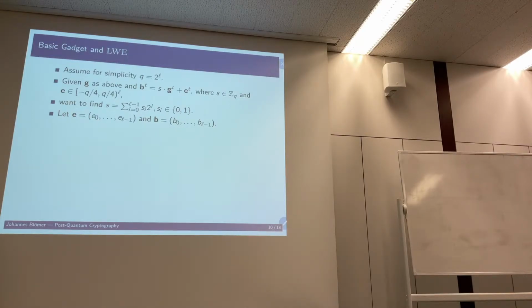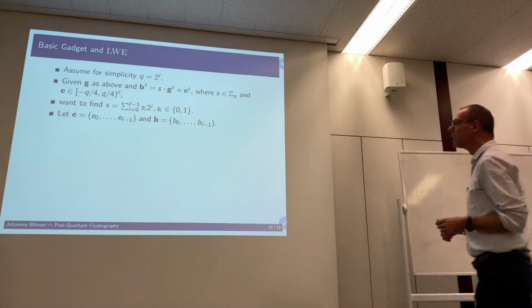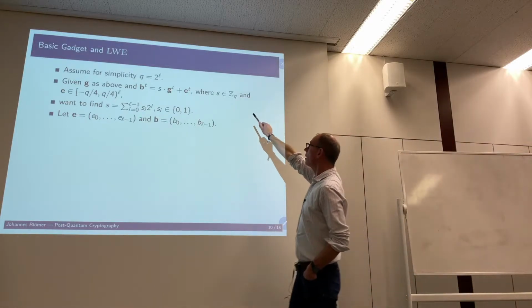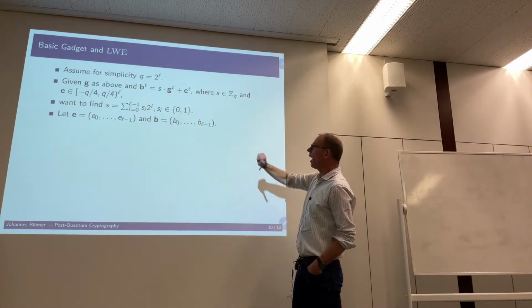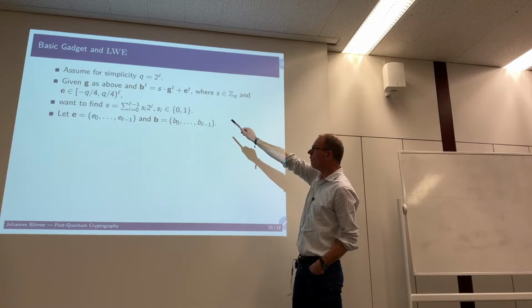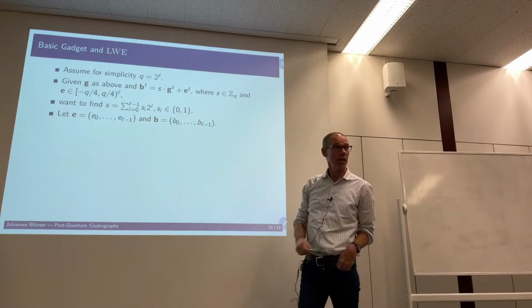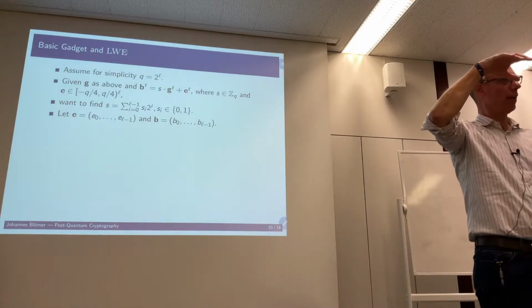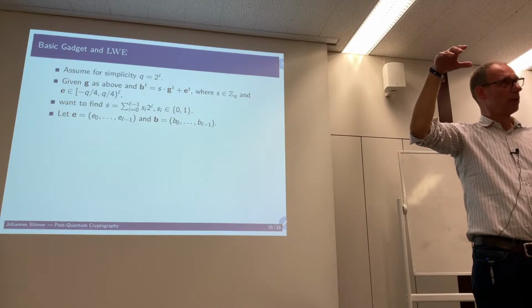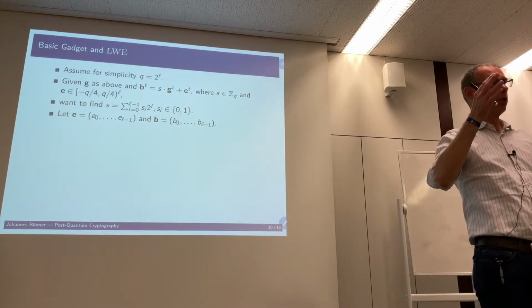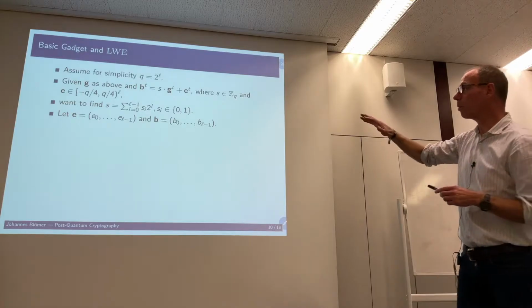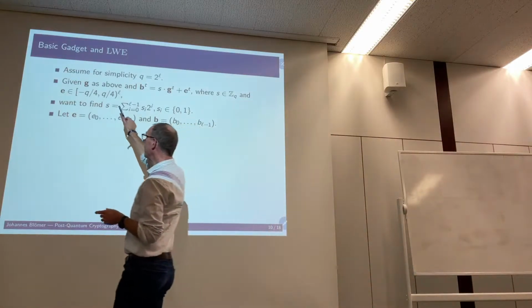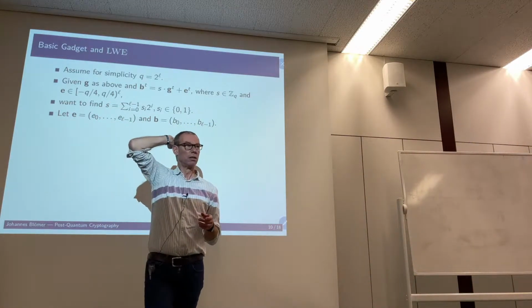To define the problem, we are given G as above, and a vector b transposed, which is G transpose times an s in Z_q plus an error vector of length L. I assume that the error terms are all between minus q/4 and plus q/4. So our error distribution should be such that with high probability errors land in this interval. Okay?